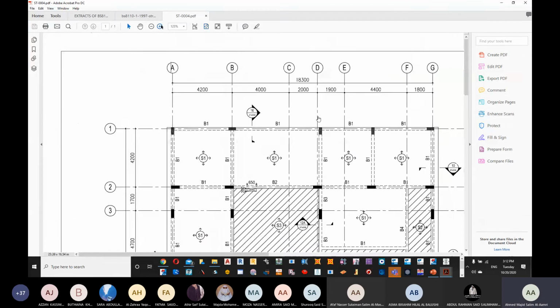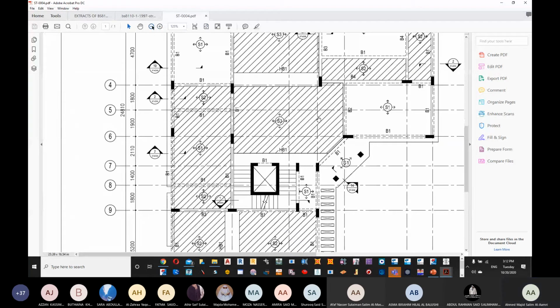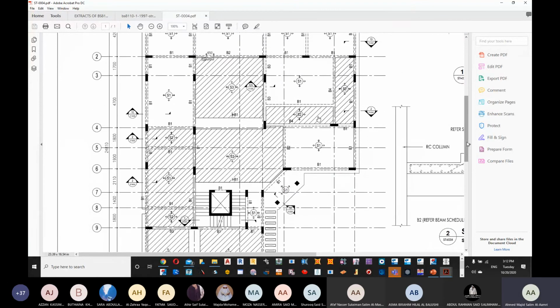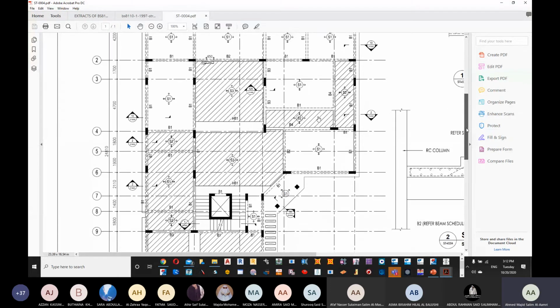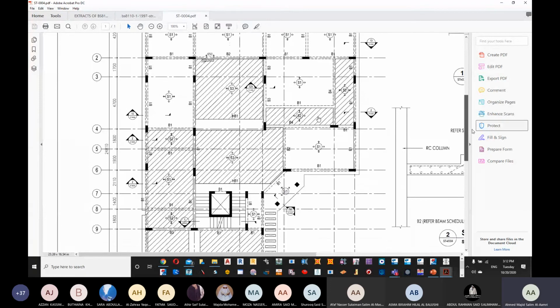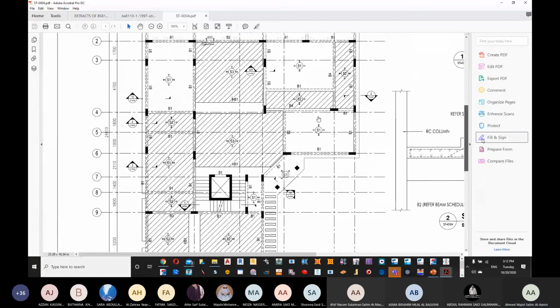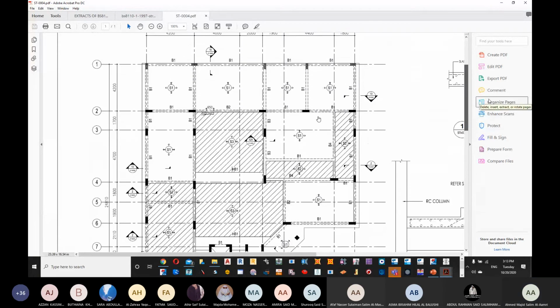Now, can you see this drawing? Can you tell me which slabs are sunken slabs? Can you see the slabs with hatch? These slabs with the hatch are going to be called sunken slabs. Are we clear? The slabs which are having hatches are sunken slabs.